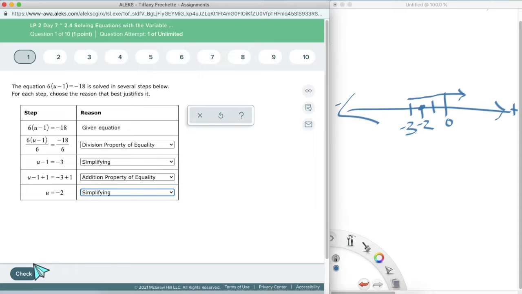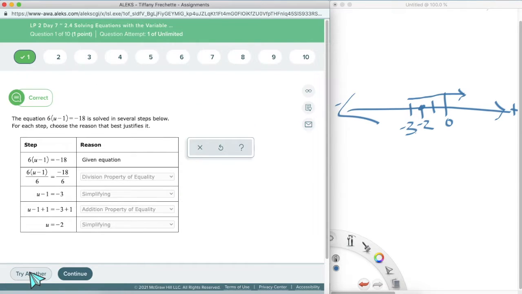All right, so this is just about thinking about why am I taking these steps? How do I know to go from step 1 to 2 to 3 to 4 to 5? What are we doing in each one of these steps?